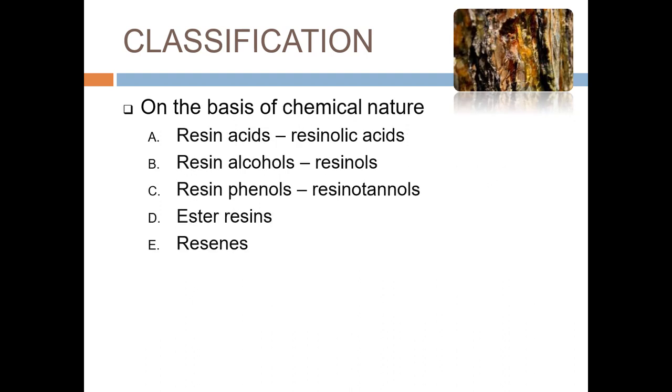On the basis of chemical nature, resins can be classified into different categories. For example, resin acids or resinolic acids. The second one is resin alcohols, that is resinols. The third one is resin phenols, which are called resinotannols. The fourth one is ester resins. And the fifth one is resenes. This is the classification on the basis of the chemical constituents which are present in the resins.